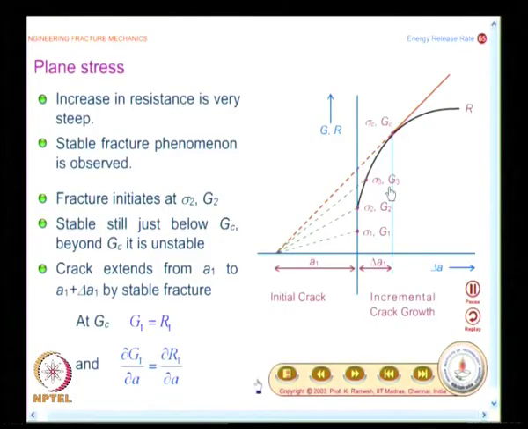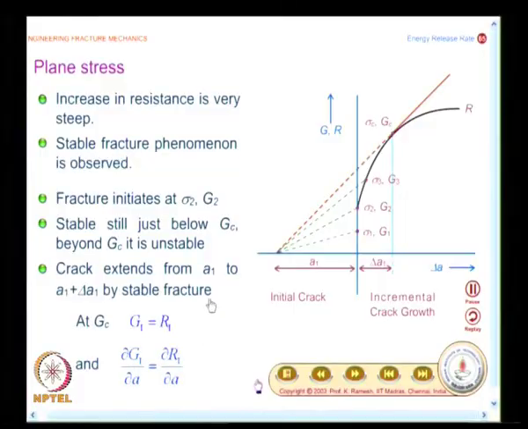For pictorial representation, it is shown as if sigma 2 is so small and sigma c is so high. This kind of graphical representation is shown to illustrate the point. So, whenever G equal to R, to satisfy this condition, when the energy is released, you will find some small extension of crack has to take place, but that would not be catastrophic. That is what is discussed.